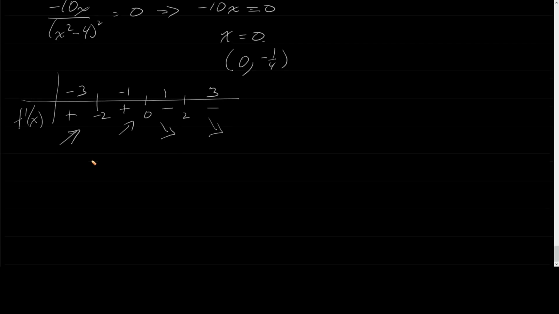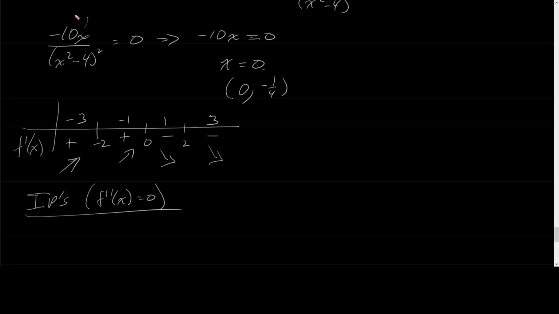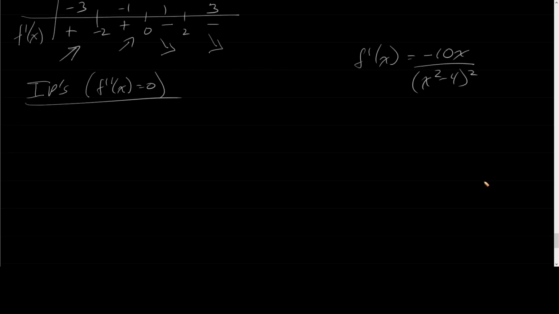Let's look at inflection points. And inflection points are where the second derivative was equal to 0, right? So let's see, what can we do? Let's figure out the second derivative. And what was the first derivative? It's right here. So maybe I'll write that down here. F prime of x was equal to -10x over x squared minus 4 squared. All right, so inflection points.